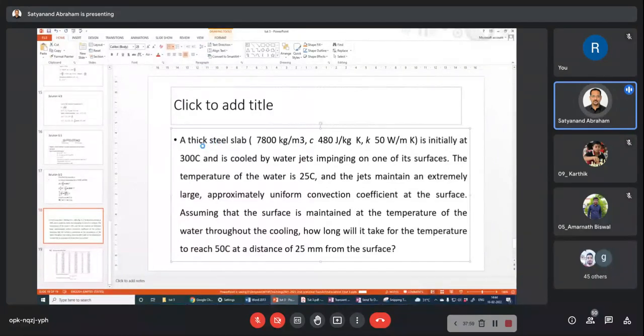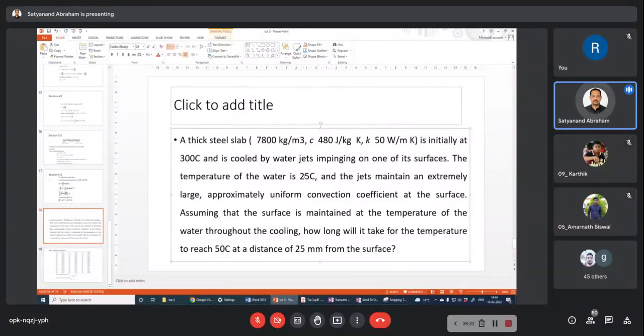So here it is given as a thick steel slab, density given, heat capacity given, conductivity given, initially at 300 degrees Celsius and cooled by water jets impinging on one of its surfaces. So the thick slab is initially at a particular temperature, and on one side it is being cooled by a jet impinging. Here you can see that water is coming and hitting it, so there is going to be convective heat transfer.